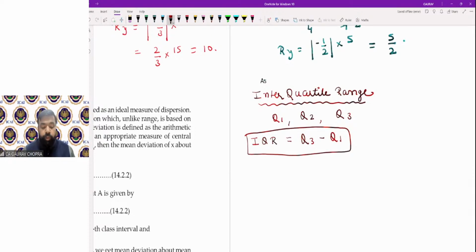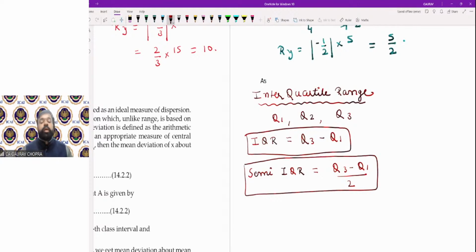If question is talking about semi interquartile range. Now semi का मतलब क्या होता है? आधा, half. Semi means half. So just divide by 2. So Q3 minus Q1 upon 2. This is semi interquartile range.